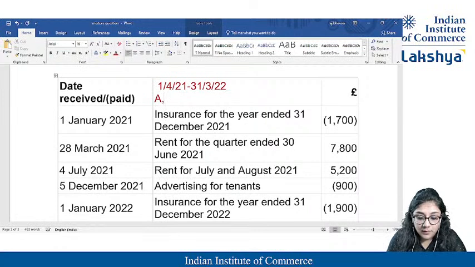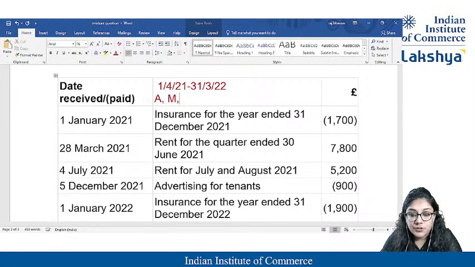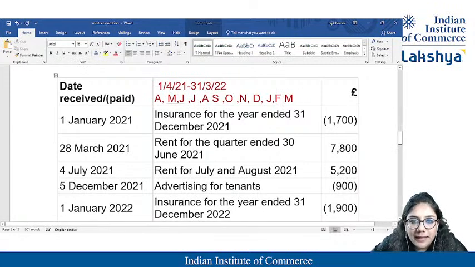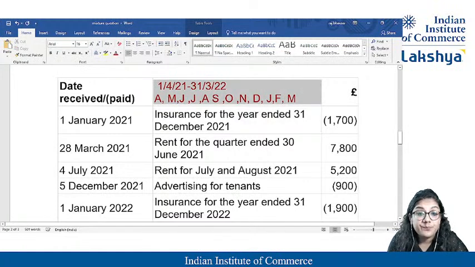April, May, June, July, August, September, October, November, December, Jan, Feb, March. So is it 12 months? Yes. Okay, students, so these many are the months.